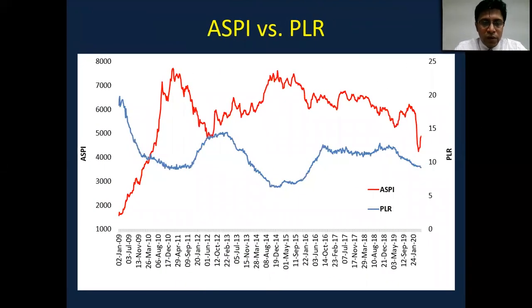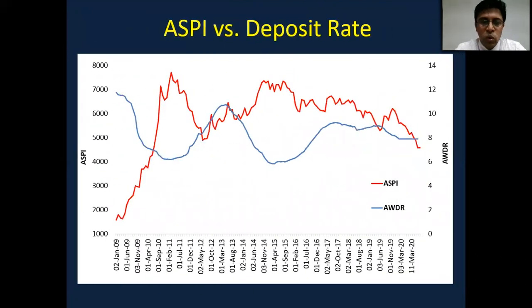The following two graphs compare the all share price index with the prime lending rate, or PLR, as well as with the deposit rates. Because both PLR and the deposit rates are pegged on the T-bill rates, they too are having a negative correlation with the stock market.